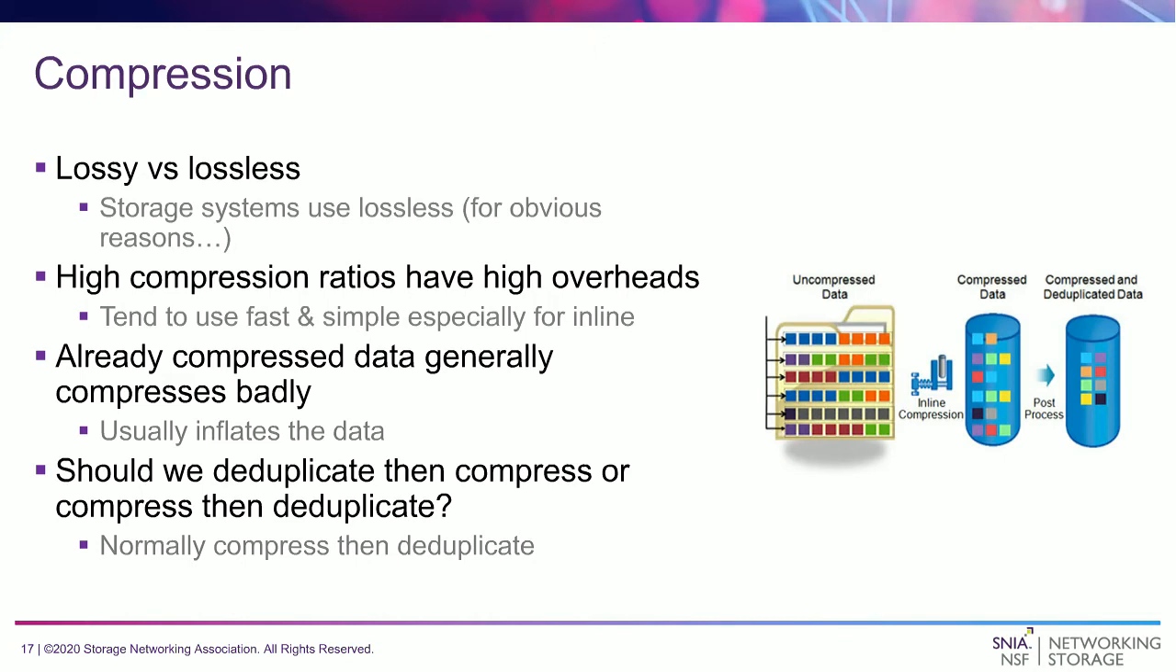But in general, we use lossless compression, and high compression ratios mean high overheads. If we can't compress satisfactorily, then we just use the original block, because it saves us decompressing something where we had a very small or marginal space saving. And normally, you compress, then deduplicate the data as shown in the diagram.